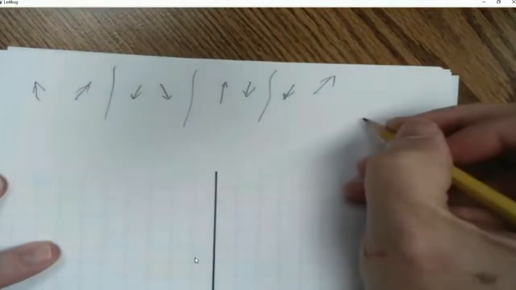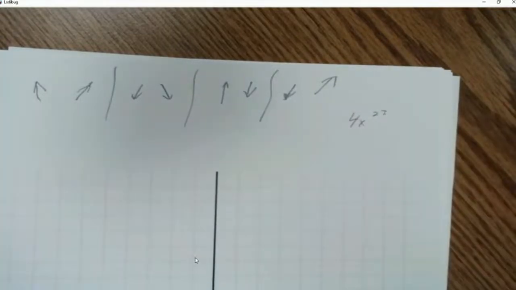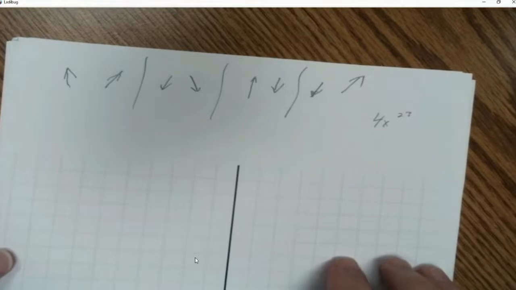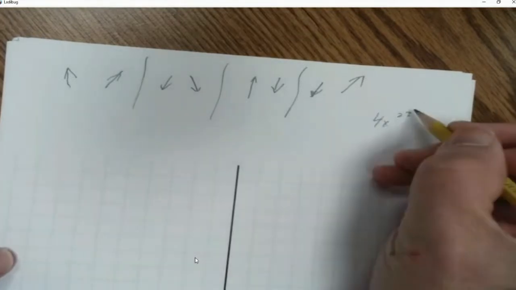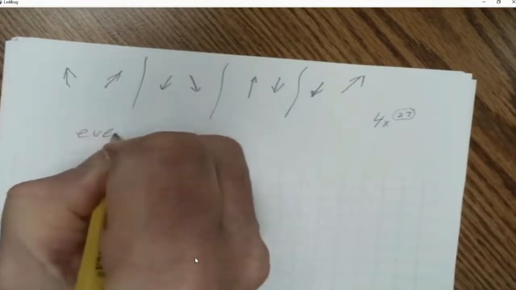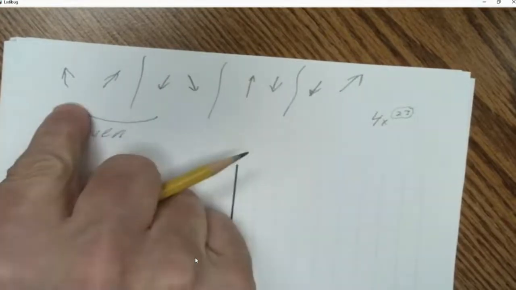And it wants to know if we had a 4x to the 23rd power, what would it do? How can we know? Well, there's a little trick to that. If the exponent is even, then you have this case here. It's either going to be up or down, but they're going to be the same. Both ends are the same. See, both of those ends are going up. They're both the same.